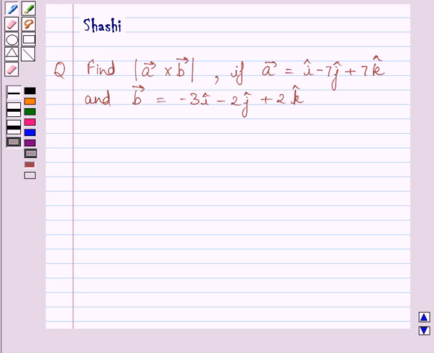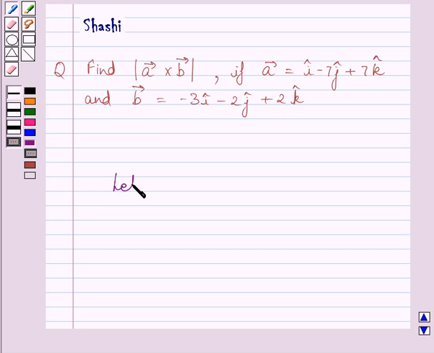Question says, find magnitude of A vector cross B vector if A vector is equal to i minus 7j plus 7k and B vector is equal to minus 3i minus 2j plus 2k.